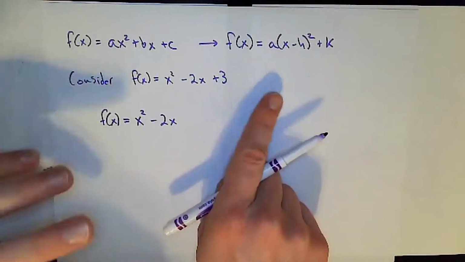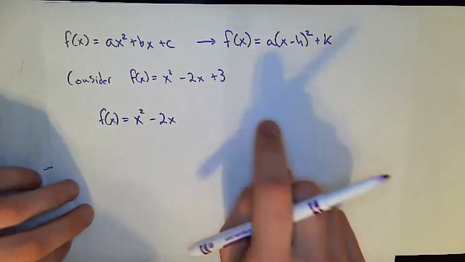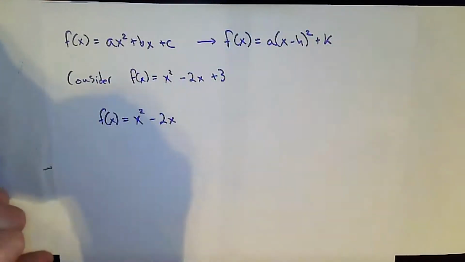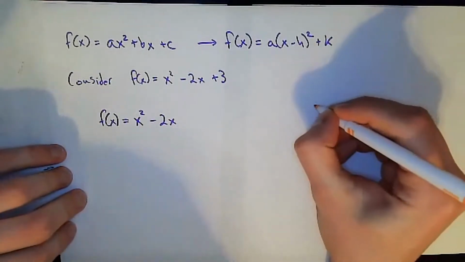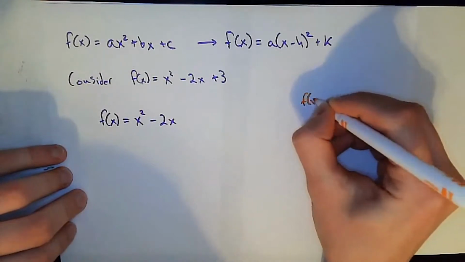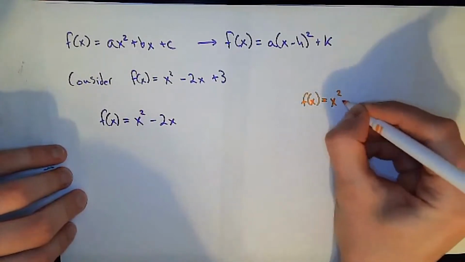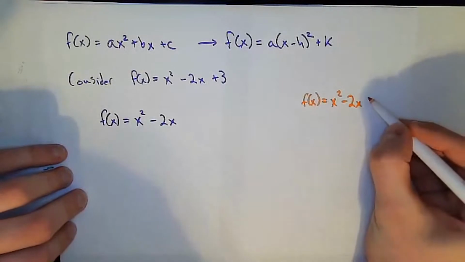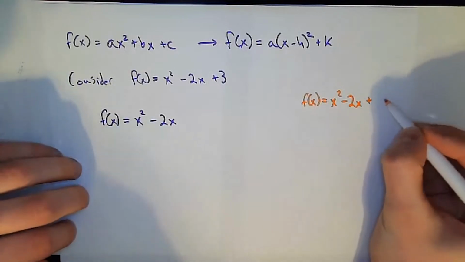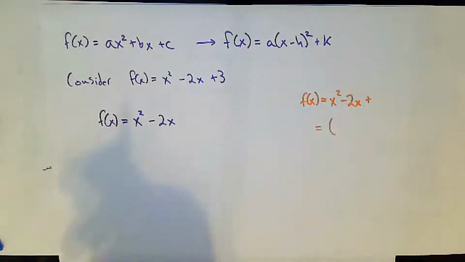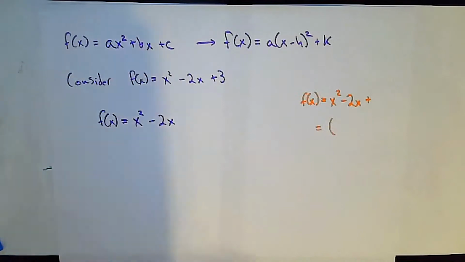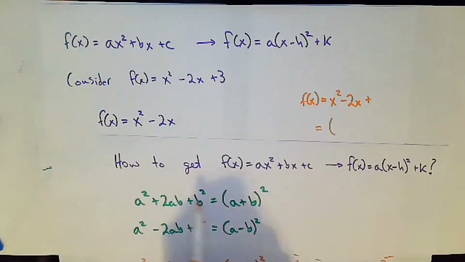So what can I do? What can I do to this function that would make it a perfect square trinomial? What you should be thinking is, how could I complete this quadratic polynomial, x squared minus 2x, with some constant term here, so that it will be in one of these perfect square trinomial forms? In particular, this form with the difference there.